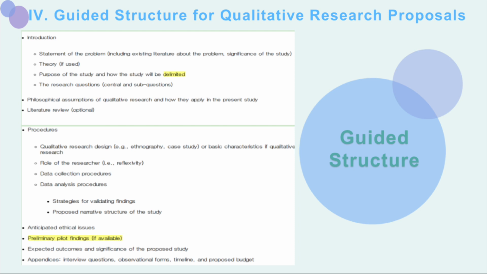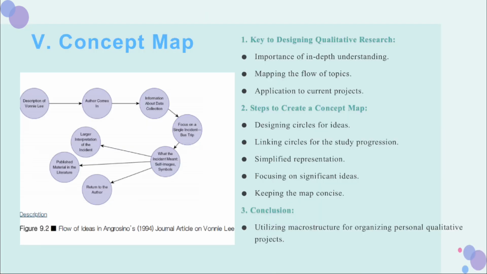6. If there's any early work done, it's in the pilot findings section. 7. We also learn about the possible results and why this study matters in the expected outcomes section. 8. Lastly, the appendices give extra details like questions for interviews, forms to use, and a plan for time and money. This structure ensures we don't miss any vital parts of the research proposal.